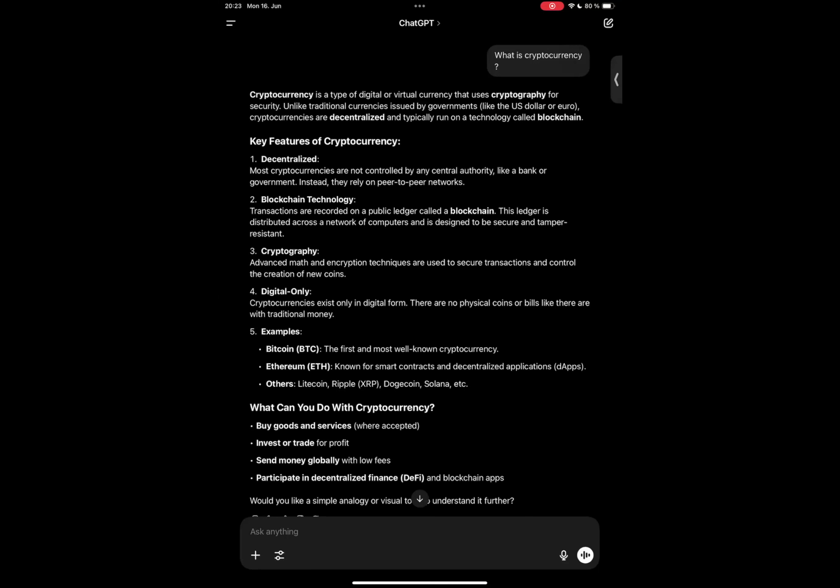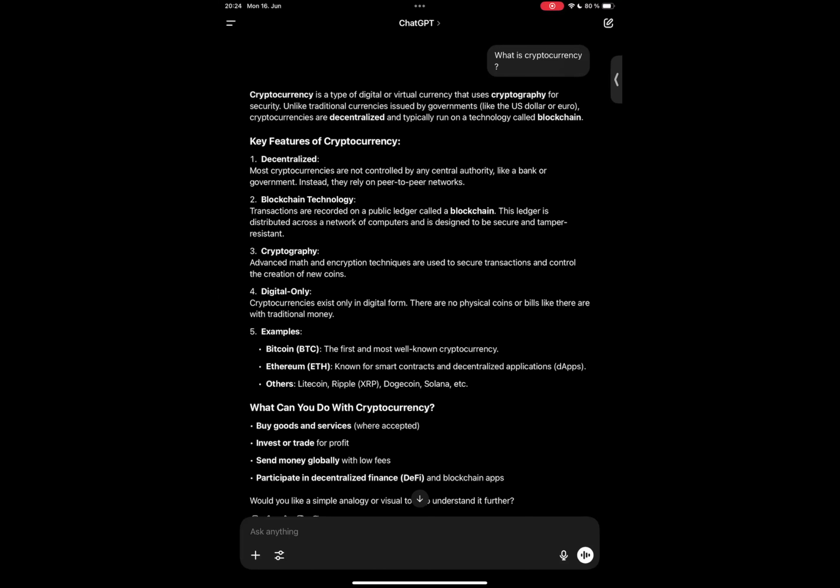Four, digital only. Cryptocurrencies exist only in digital form. There are no physical coins or bills like there are with our traditional currencies. It means you can have it on your phone and just move along with it. You can have a huge amount of money just on your phone just because it's crypto and it's digitalized.